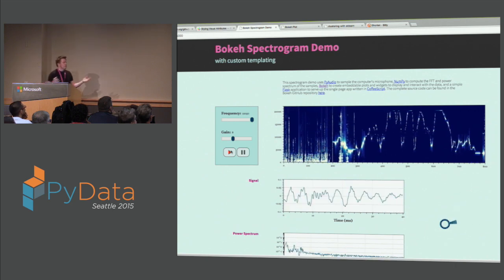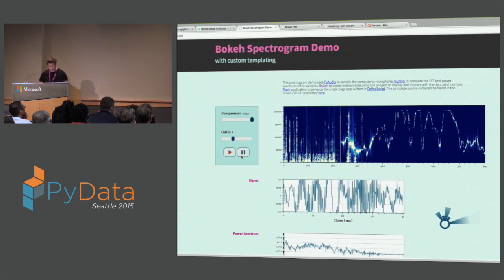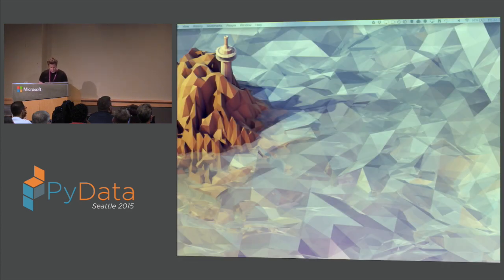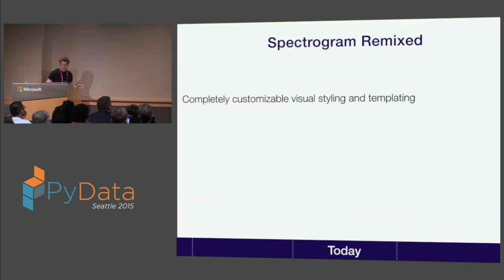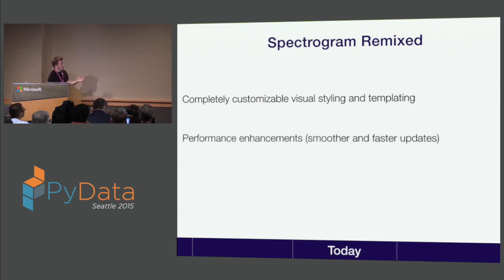What's different this year versus last year, and why I want to revisit it, is that we've made it much, much easier to completely customize the templating and the embedding, right? So you can take a Bokeh plot and put it in your own web application. If you're serving that from IIS or Django or Flask or Pyramid or whatever you're using, you can certainly embed Bokeh plots very flexibly in that. The performance enhancements, obviously, too.